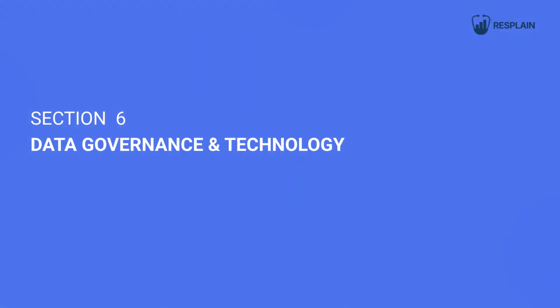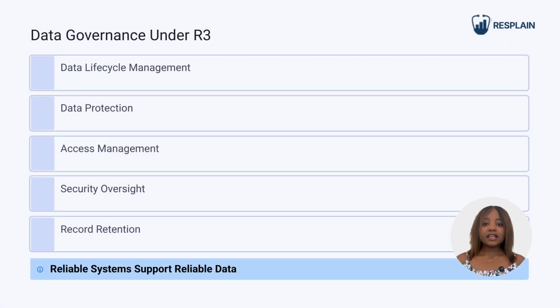Section 6. Data Governance and Technology. Data governance becomes a much larger operational focus under R3. The updated guidance introduces an entire section dedicated to systems and data that may affect participant safety, participant rights, and the reliability of trial results.